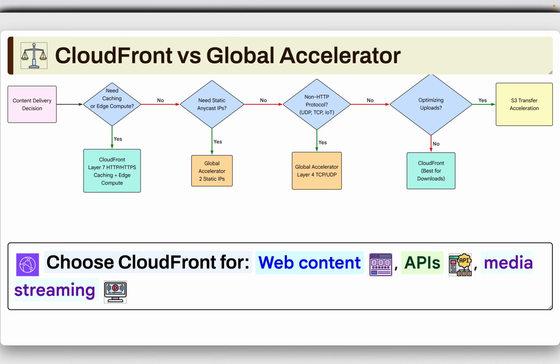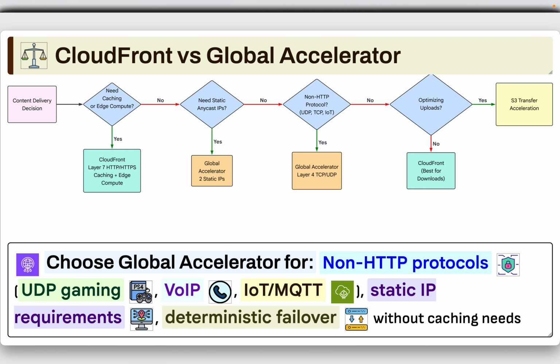Choose CloudFront for web content, APIs, and media streaming use cases. Choose Global Accelerator for non-HTTP protocols such as UDP gaming, voice over IP, and IoT/MQTT, which is Message Queuing Telemetry Transport. Also choose it for static IP requirements and deterministic failover without caching needs.